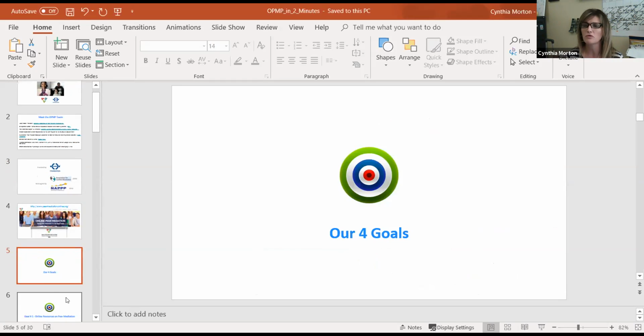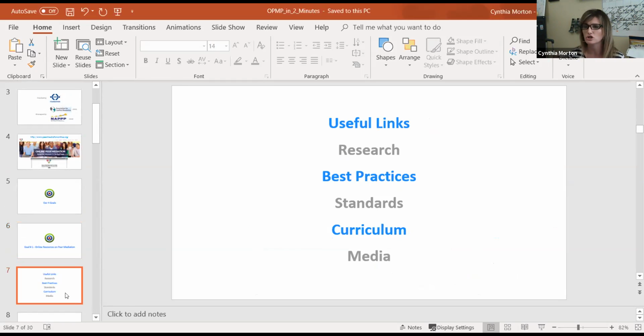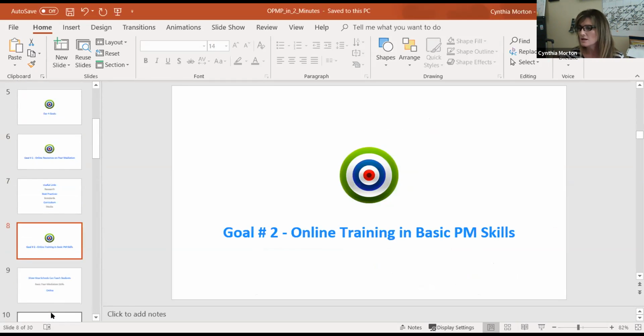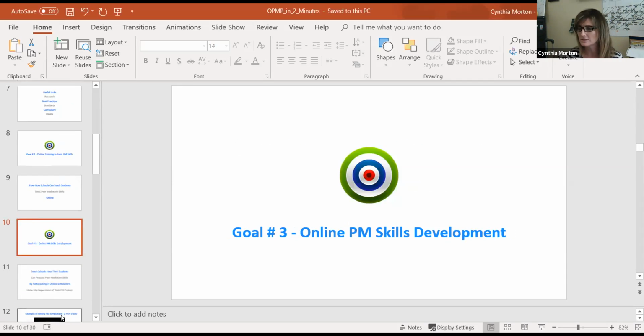We have four goals, basically, in our platform. Number one is to provide online free resources, such as useful links, research, best practices, standards, curriculum, and media. Number two, provide online training and basic peer mediation skills. We have some conflict modules that schools can sign up to use. That is actually on our website. We teach schools how to teach their students basic mediation skills.